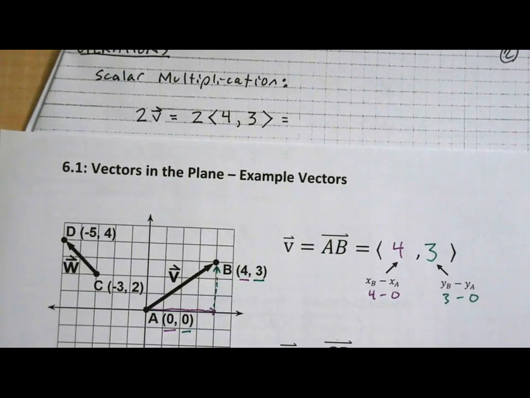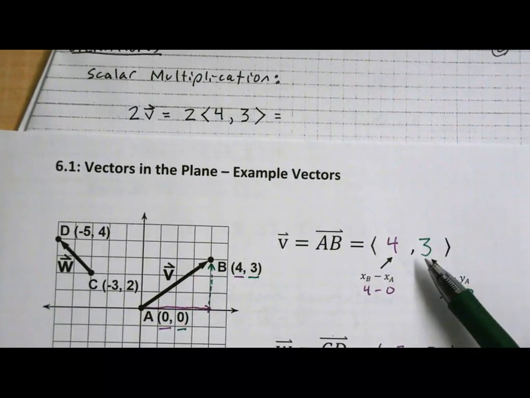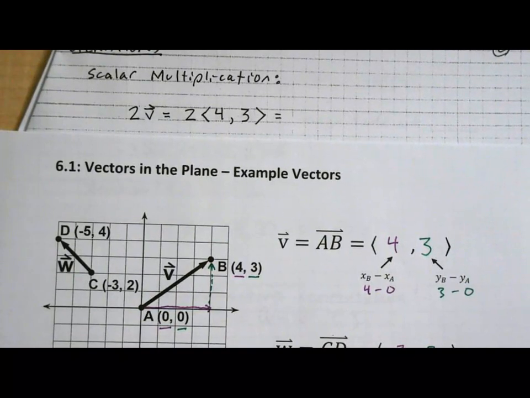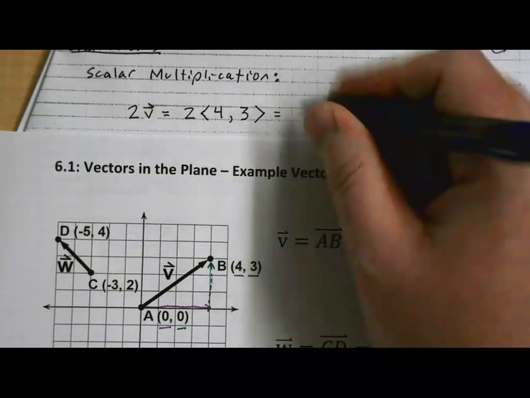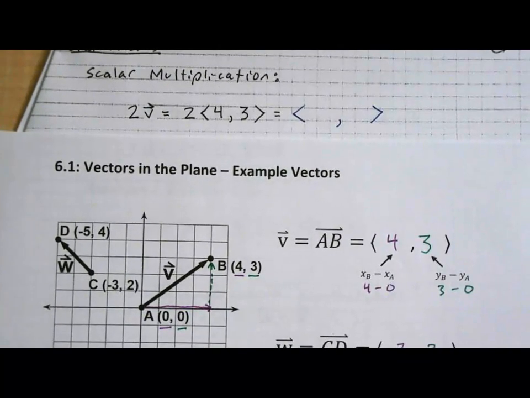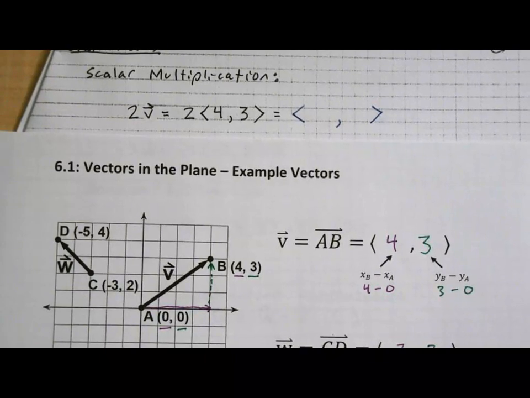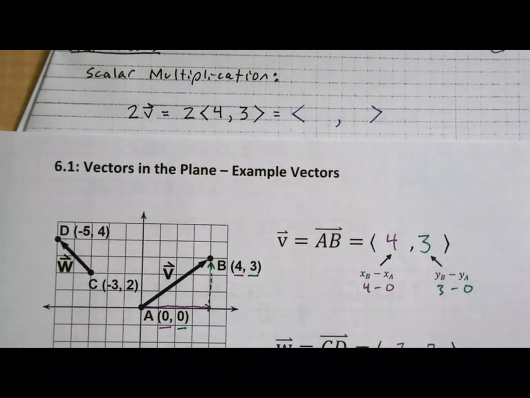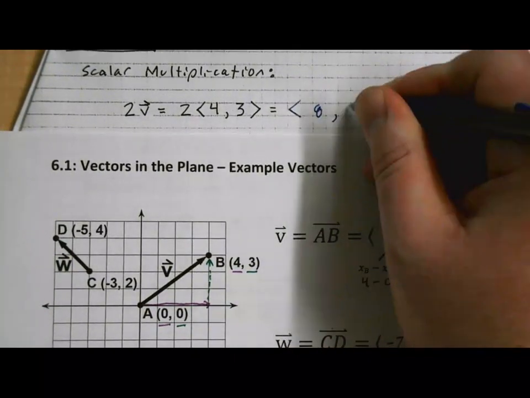We're going to multiply 2 times vector v, and vector v is 4, 3, so I'm going to do 2 times 4, 3. When we multiply a scalar times a vector, we are going to get another vector. Would anybody like to guess the components of the other vector? We thinking 8, 6? If you were the inventor of vectors, is that how you would make it work? Does that kind of make sense? Yep, and that's how it works. It would be 8, 6.